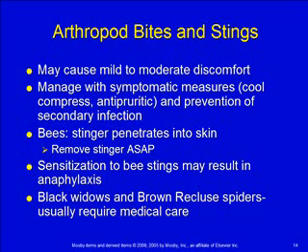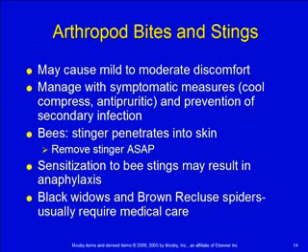Arthropod bites and stings. This is spiders and bugs. This can cause mild to moderate discomfort. Usually we manage the symptomatic measures, so putting a cool compress on, giving them something for the itching, an antipyretic, and then preventing secondary infections. So keeping that area clean, not letting them scratch.